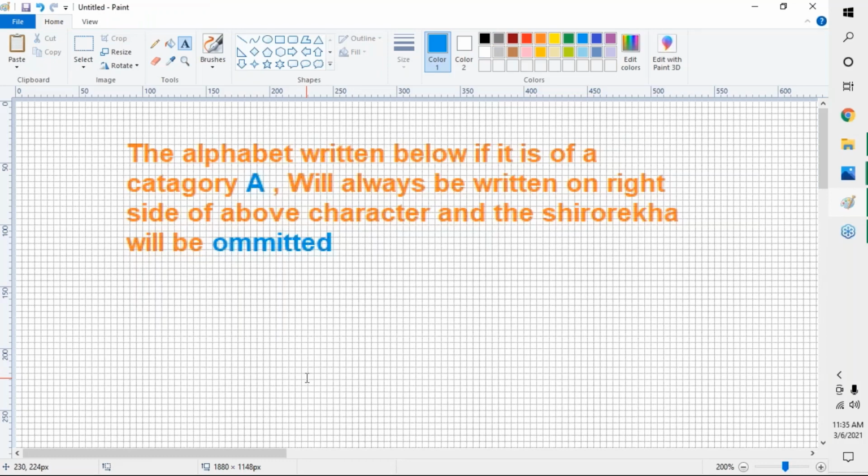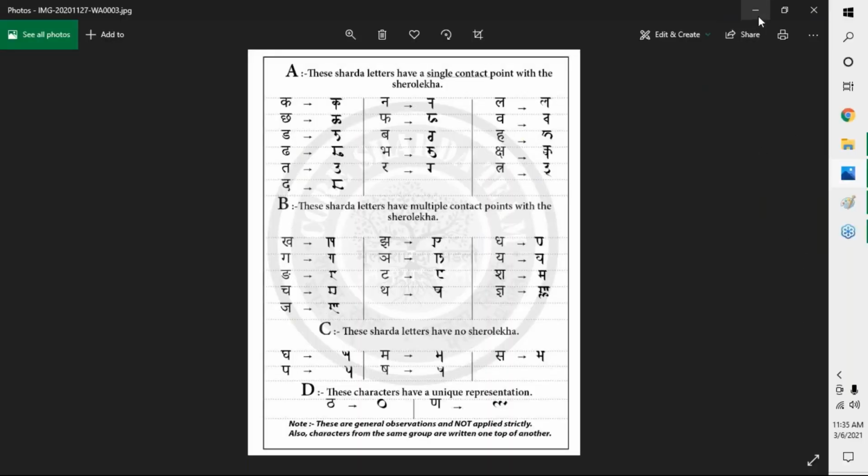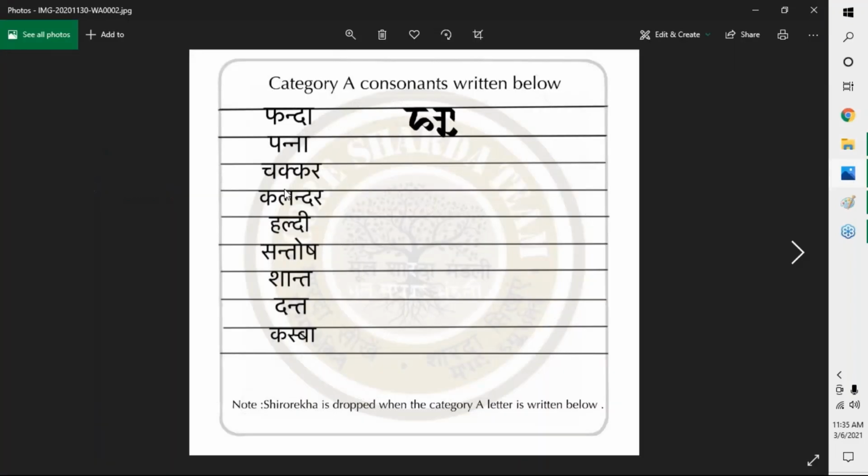So rule number 1 today, if an alphabet written below is of category A, it will always be written on the right side of the above character, and the Shirorekha will be omitted. Like example, let's take a few examples here.